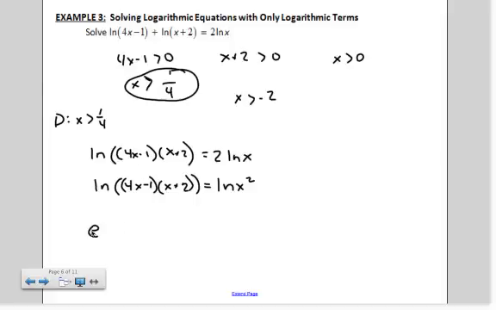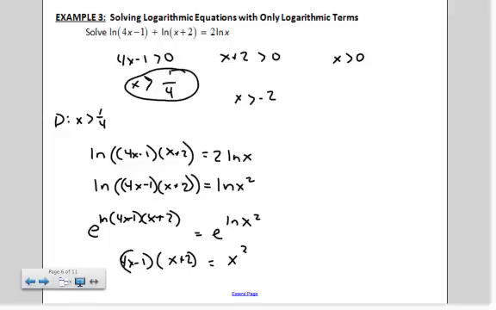So it would be e to the ln of 4x minus 1 times x plus 2 equals e to the ln of x squared. Now remember, we talked about e and ln are inverse functions. So e to the ln is actually whatever this stuff is inside. So this is 4x minus 1 times x plus 2 equals x squared. And that was the part of the instructions on the steps that I said you would understand later. This was here. Now let's do the algebra that we need to do.